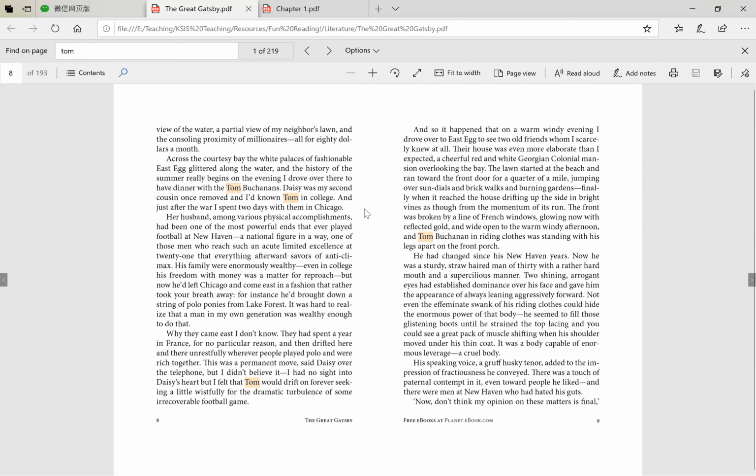So I find, have a look at this one, for instance. Tom Buchanan in riding clothes was standing with his legs apart on the front porch. So immediately he's got a bit of a Superman stance.